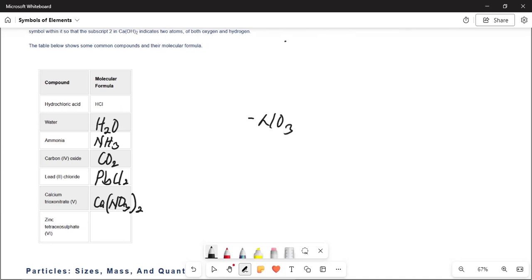Then zinc sulfate, this chemical formula is ZnSO4.